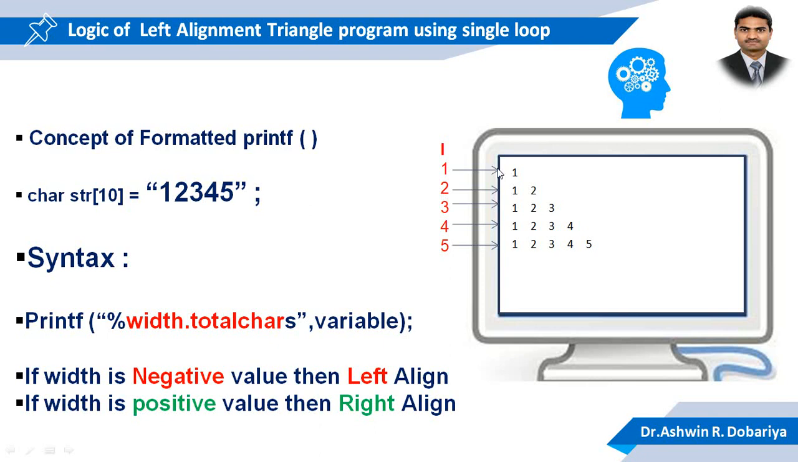Suppose in this triangle our total number of characters, or we can say digits, 1, 2, 3, 4, 5, is the maximum. This maximum number 1 2 3 4 5 we consider as a string, and that string we will store in a character array, because in C language there is no string data type. So char str[10] and in double quotes we assign the maximum length of the characters that we want to display on screen in this kind of triangle. So 1 2 3 4 5 is our maximum digits.